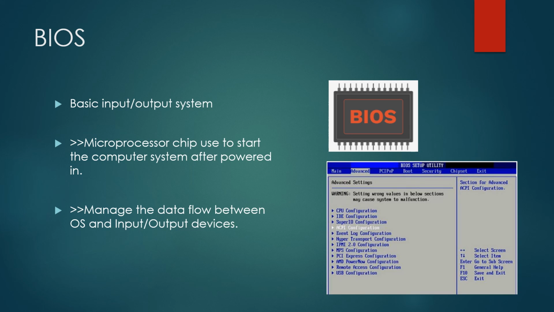If you want to get to the BIOS utility setup, you may press the function key, escape, or delete key when you're turning on the system. It may vary with the system manufacturing vendors, but generally it should be the function, escape, or delete key.